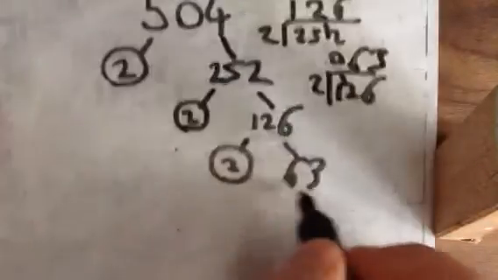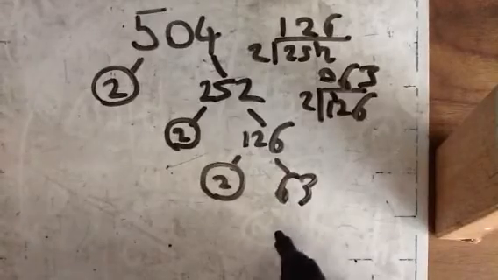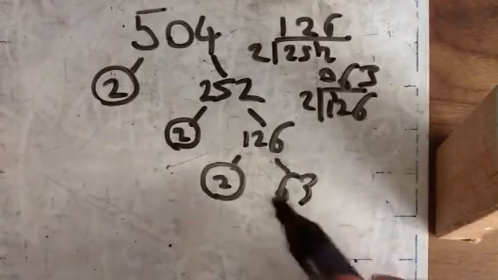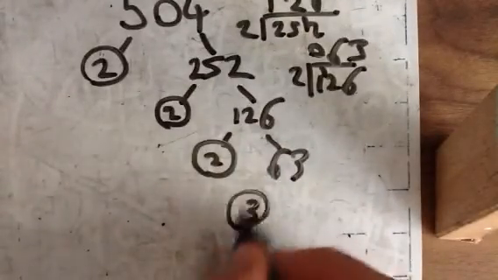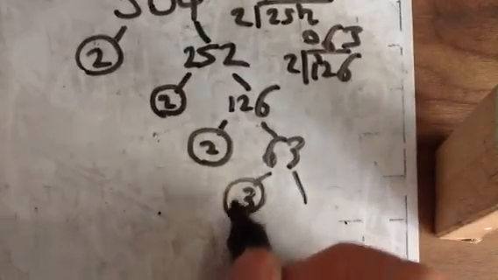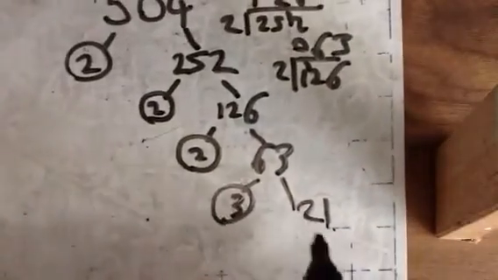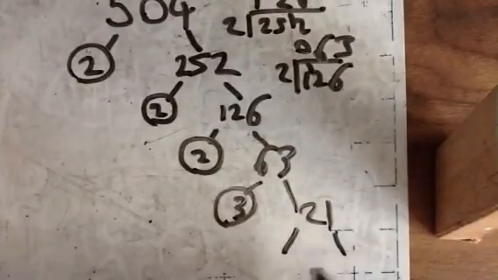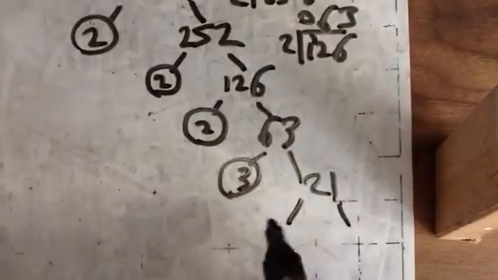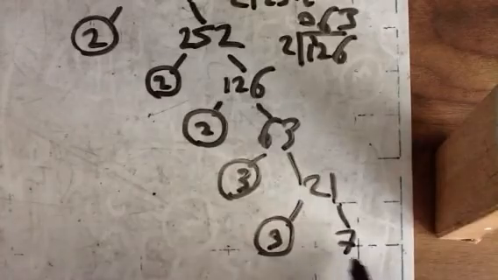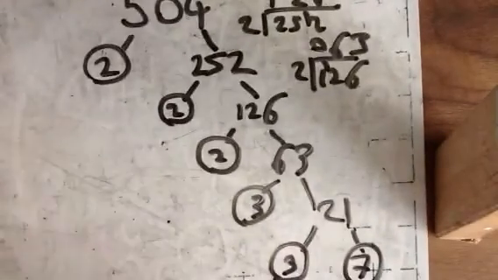So now 63. This is not even anymore, but you want to think of your other prime numbers. 2 doesn't go into it. The next one is going to be 3. 3 goes into it. How many 3s into 63? 3 into 6 goes 2, 3 into 3 goes once. And then 21, you might think 21 is prime, it's not. 3 actually goes into it again. 3 times 7, and 7 is prime. So that's your prime factor tree.